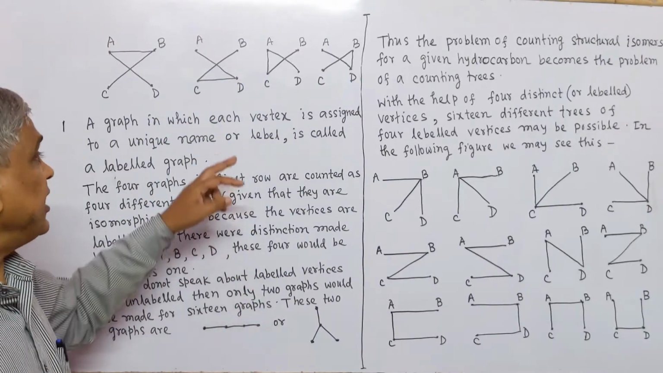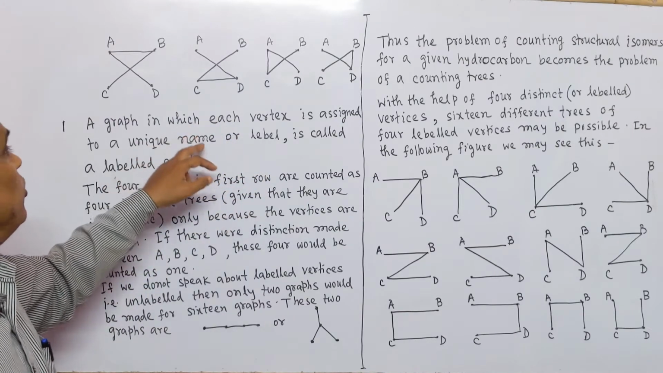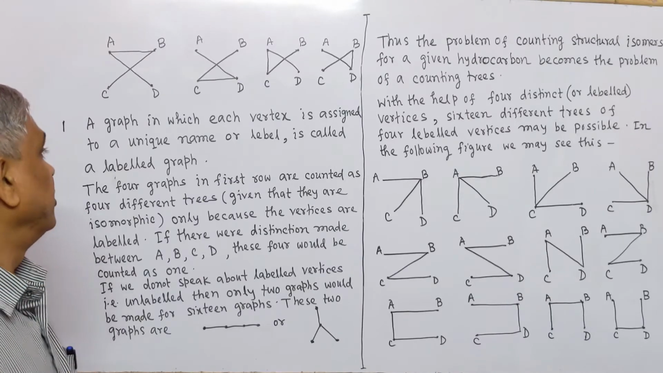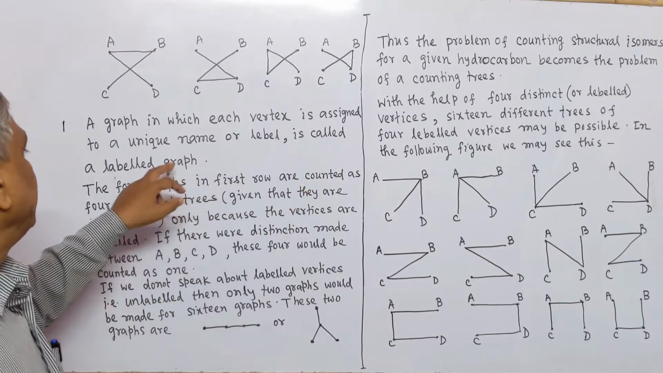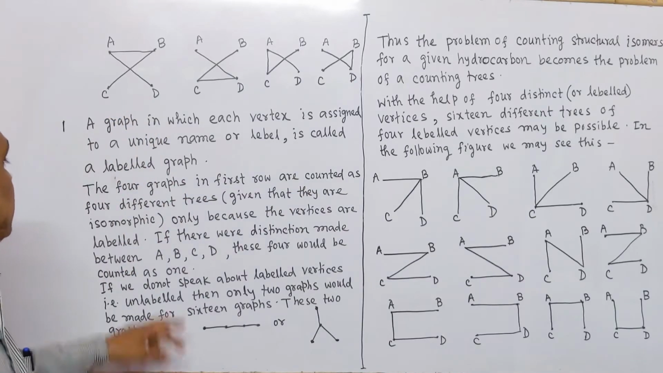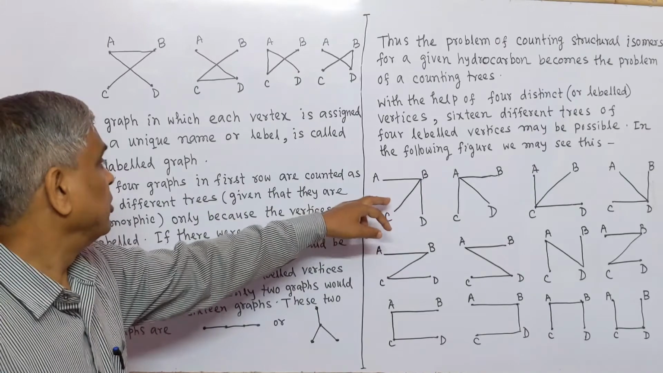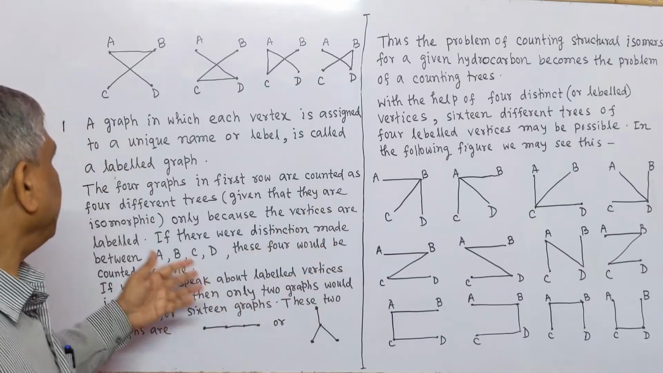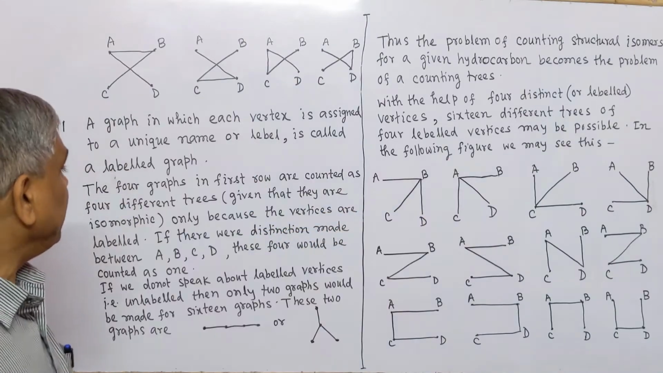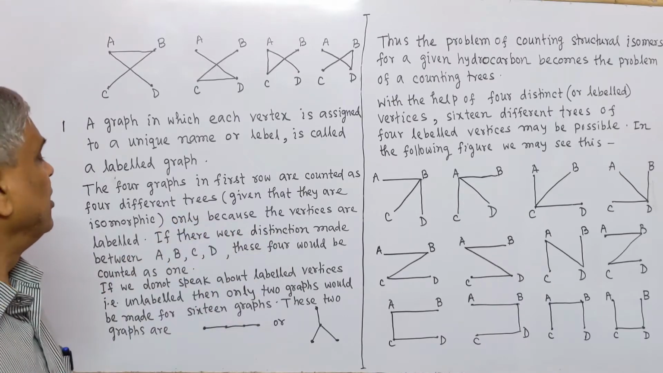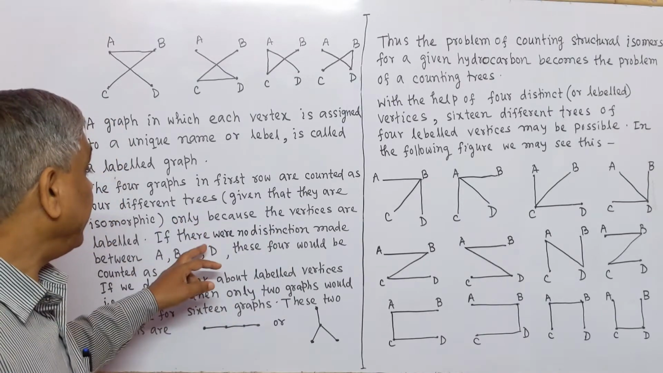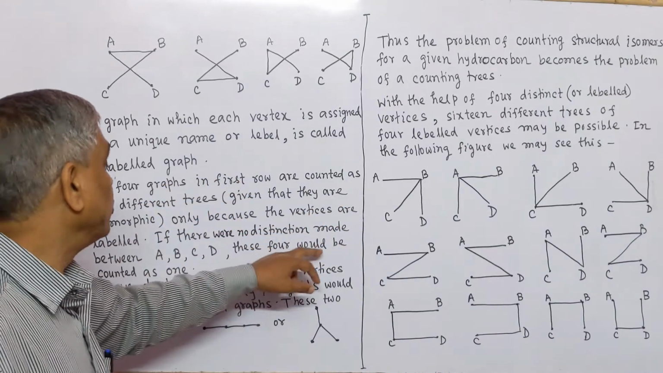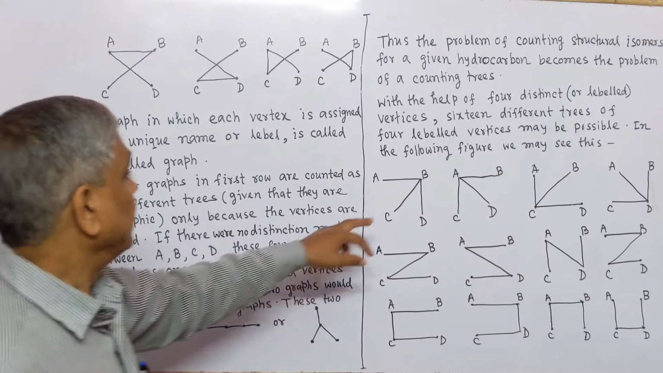A graph in which each vertex is assigned a unique name or label, here the labels are A, B, C, D, is called a labeled graph. The 4 graphs in the first row are counted as different trees, even though they are isomorphic, only because the vertices are labeled. If there were no distinction made between A, B, C, D, these 4 would be counted as 1.